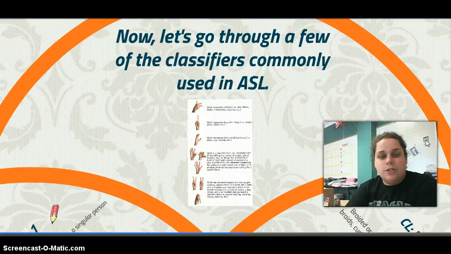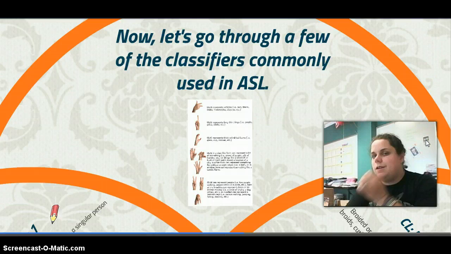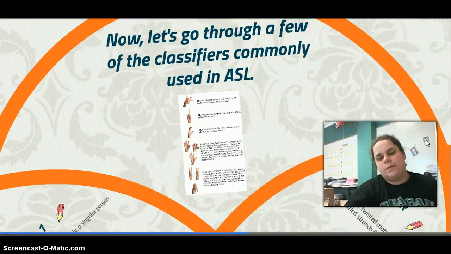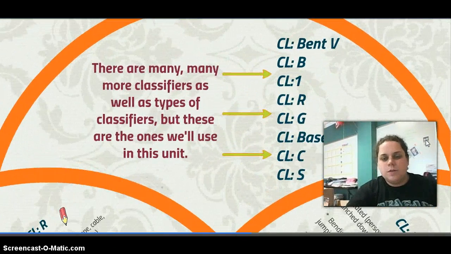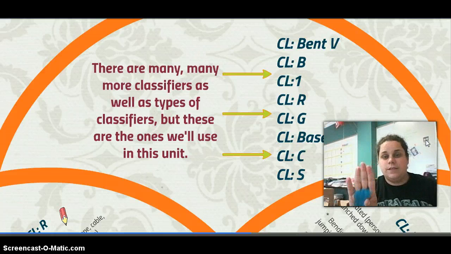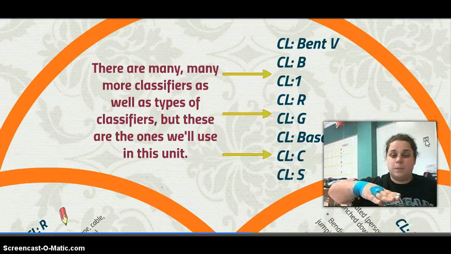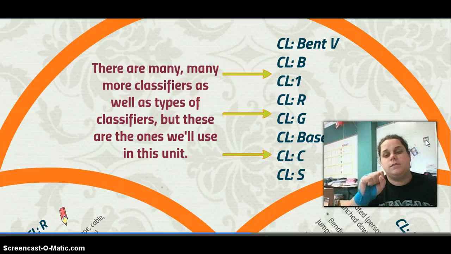So let's look at a few hand shapes of commonly used classifiers. They are not all. We are by no means touching all the classifiers. We're just going to get a few of them. So ones we could look at today are bent V, CLB, CL1, R, G, base B, C, and S.